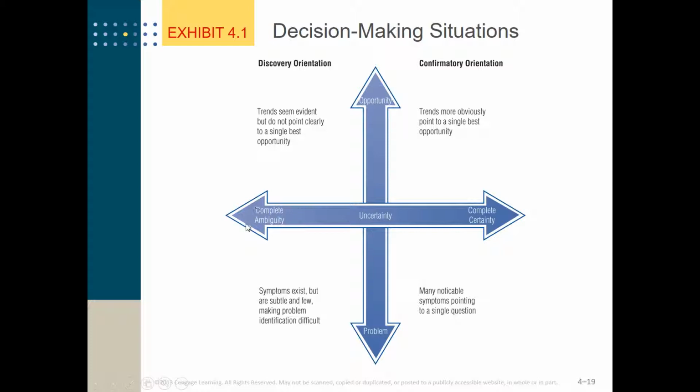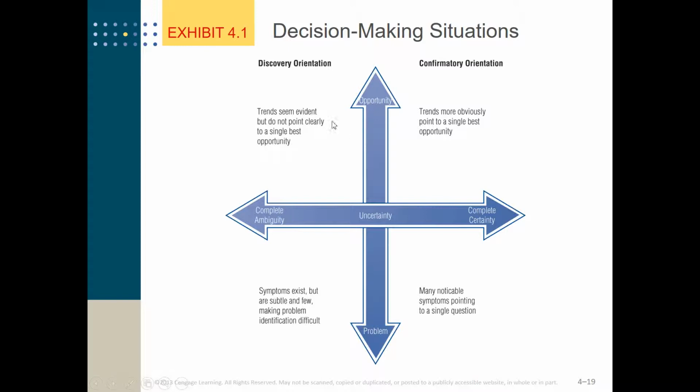Now, if we see graphically, you can see that here we have opportunity and problem. In the left, we have complete ambiguity, and in the right, we have complete certainty. Now, we may be in this situation, which is the best situation we can have. We have opportunity and we are in complete certainty. So we know what is our best opportunity. If we are here, we have problems, but we are in complete certainty. That means we may have different symptoms, but all the symptoms will indicate to a very clear-cut problem.